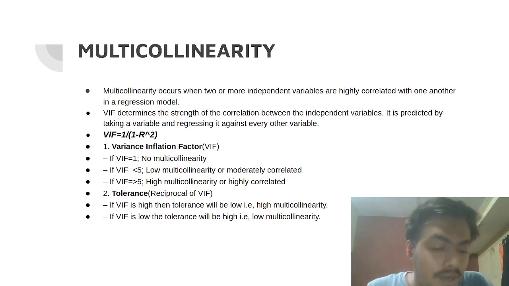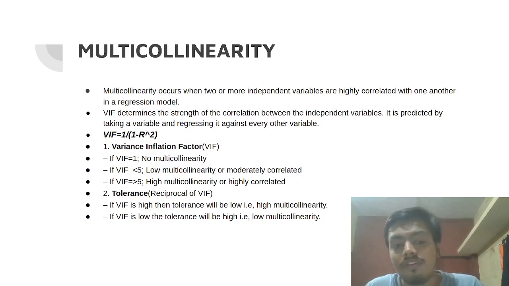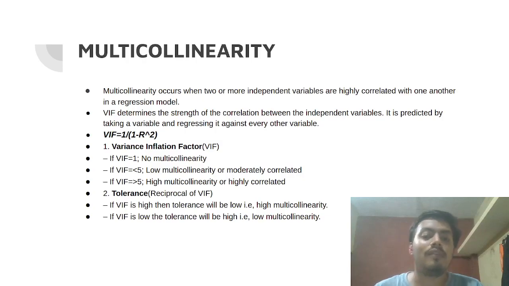And if the VIF is 1, there is no multi-collinearity. If the VIF is less than 5, multi-collinearity is low or moderate. If it's greater than 5, it's high and you might need to discard the variable. Okay. Then you have tolerance, which is the reciprocal of VIF. If VIF is high, tolerance is low and it has high multi-collinearity. If VIF is low, tolerance is high and it has low multi-collinearity.